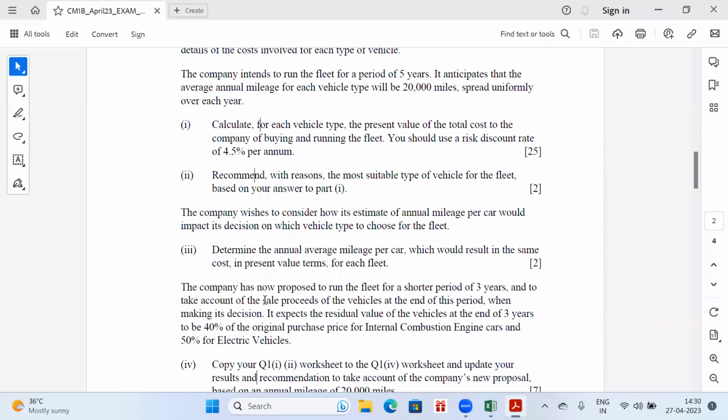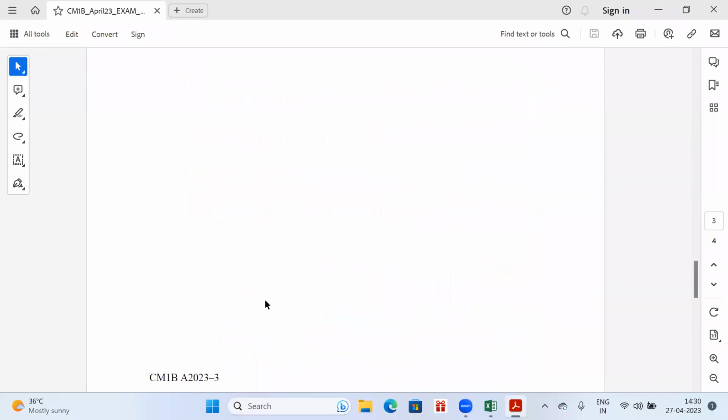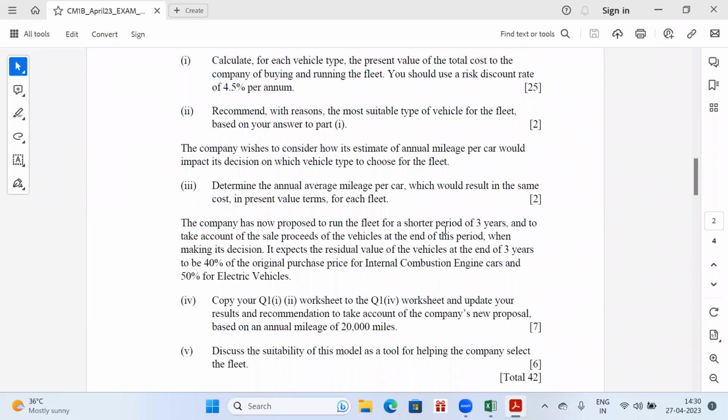Then the company has now proposed to run a fleet for a shorter period of 3 years and to take account of the sale proceeds of the vehicles at the end of this period when making its decision. It expects the residual value of the vehicles at the end of 3 years to be 40% of the original purchase price for internal combustion engine cars and 50% for electric vehicles. Copy your question 1 worksheet to question 4 worksheet and update your results and recommendation to take account of the company's new proposal.